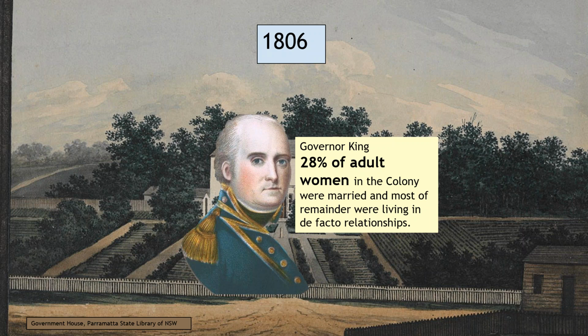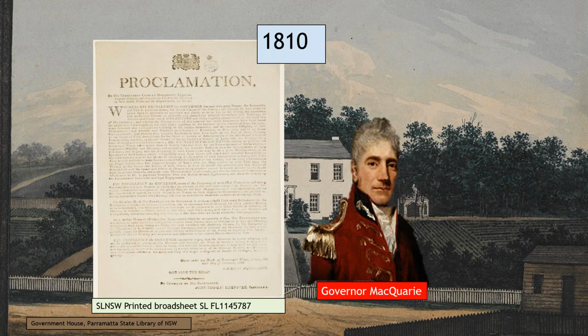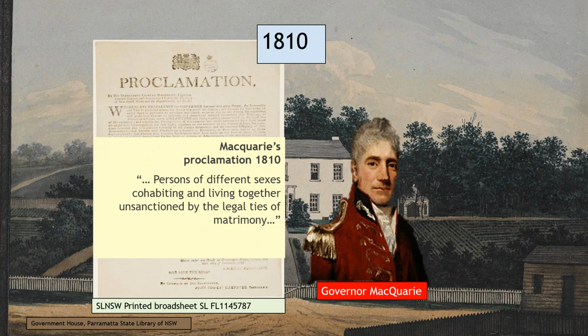Now, this means that there were large numbers of illegitimate children in the colony, and the governors saw this as a major problem for the society as a whole. By 1810, Governor Macquarie was trying to fix this, and basically he was setting the rules for how marriages would be guided in the future. And he found in this proclamation of 1810 that persons of different sexes were cohabiting and living together unsanctioned by the legal ties of matrimony.